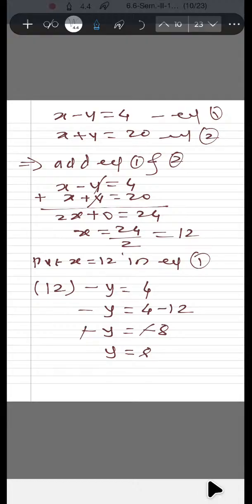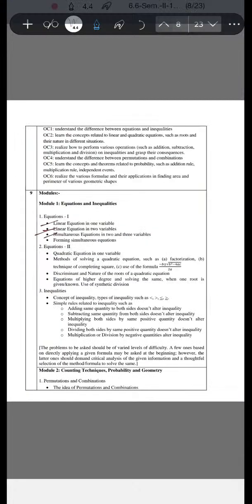So what does the question say? The smaller number and the bigger number. So here x comma y, the bigger number and smaller number values will be 12 and 8. That's it. This is how you have to solve the equations. So this topic I have also covered. In the WhatsApp group I will post some more questions so you can easily practice it.